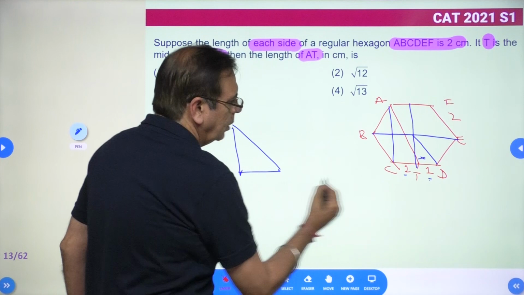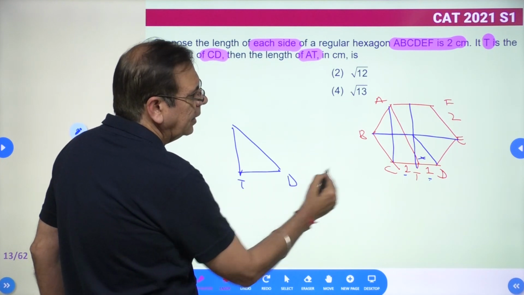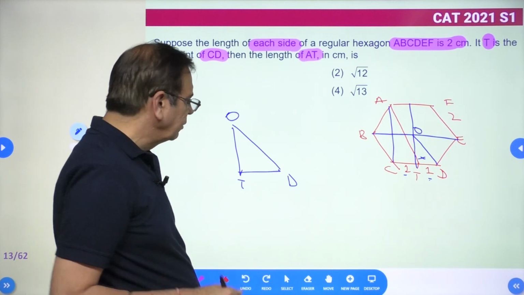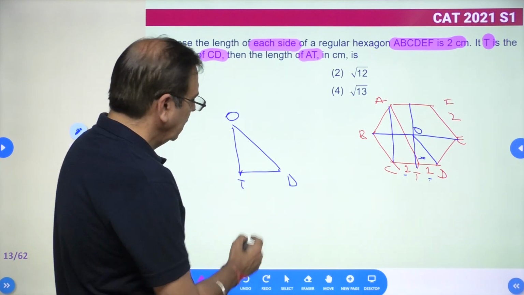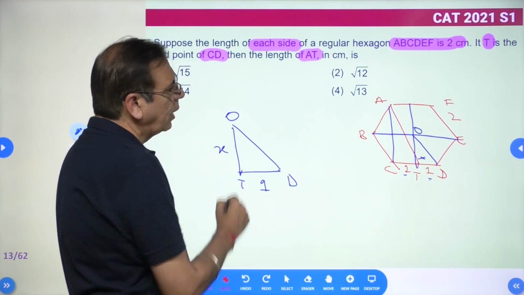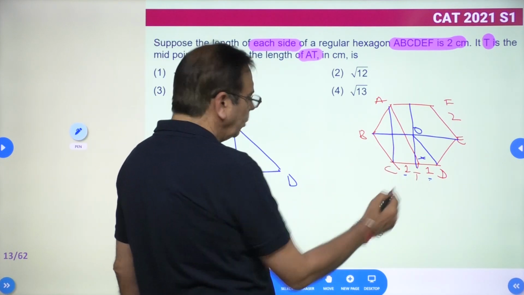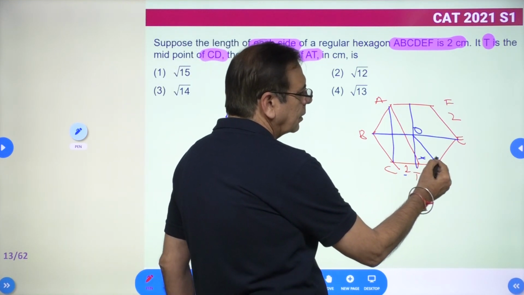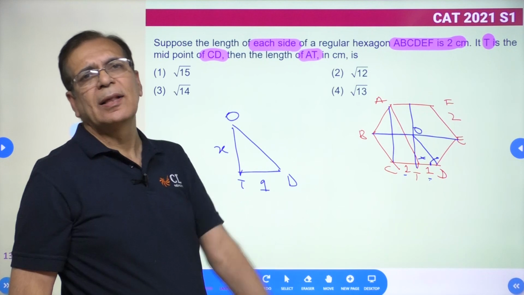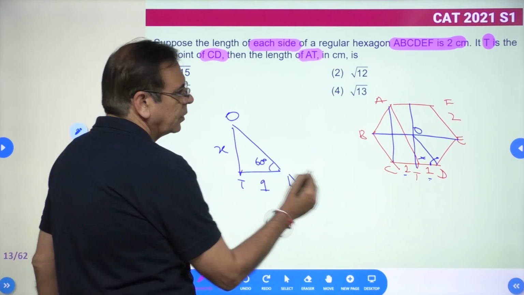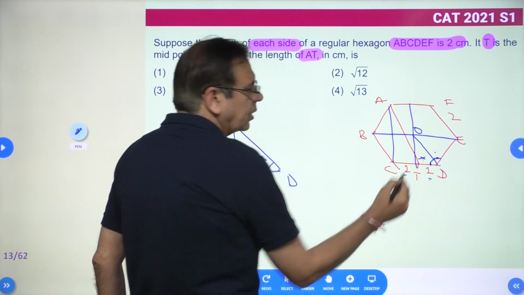What is this? This is T, D, and let me say this is O, which is the center of the hexagon or the center of the circle on which the hexagon has been created. This is 1. This is what I need to find. First question: what is this angle? This angle is 120 degrees. Interior angle is going to be 120 degrees. So this angle is going to be 60 degrees. This is 60 plus 60, 120.